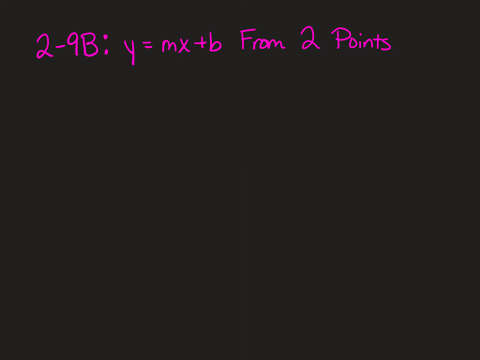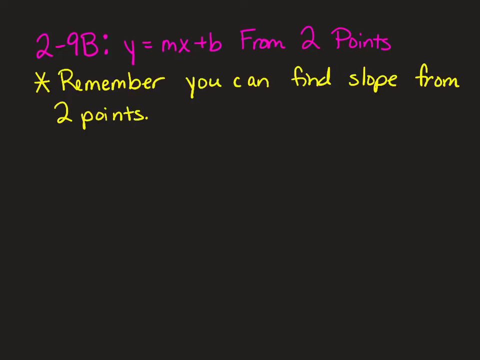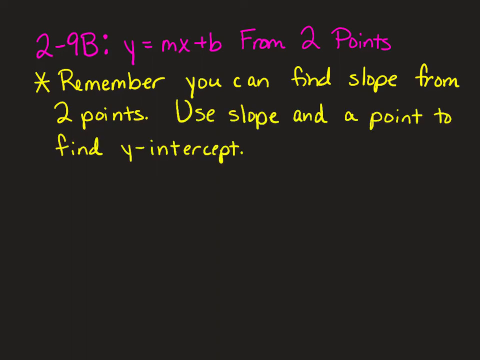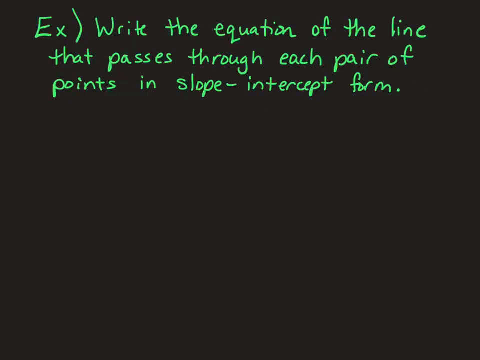Lesson 2.9b, we're going to write an equation in y = mx + b slope-intercept form using 2 points, 2 ordered pairs. Remember that you can find slope from 2 points. You can then use slope and a point to find the y-intercept. So for our examples, we're going to write the equation of the line that passes through each pair of points in slope-intercept form.